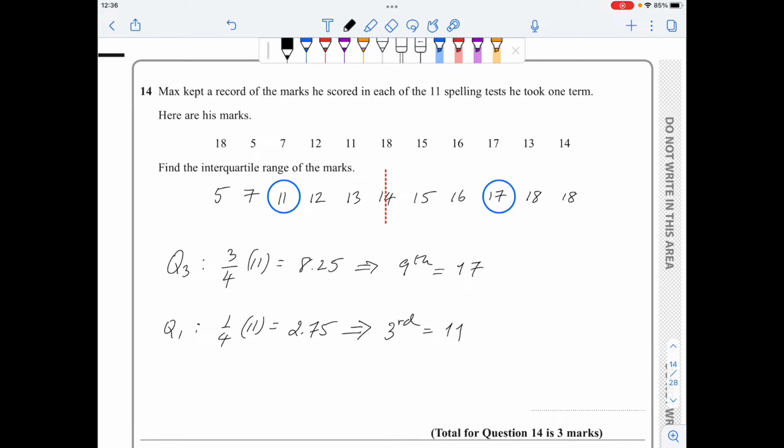Irrespective of the method you decide to find Q1 and Q3, you'll need to calculate the interquartile range, which is given by Q3 minus Q1, so 17 minus 11. This will give me 6, which is the final value for the interquartile range.